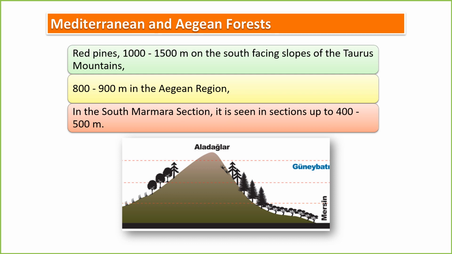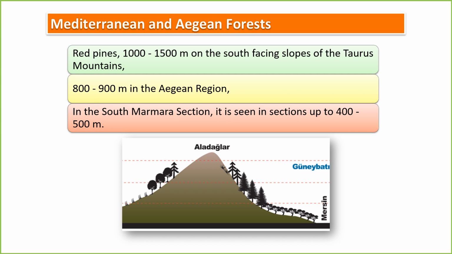3. South Marmara section, up to 400 to 500 meters. In the South Marmara section, red pine forests extend to lower altitudes, with sections observed at elevations up to 400 to 500 meters. The distribution at lower altitudes in this region is influenced by the specific climatic and topographic characteristics.